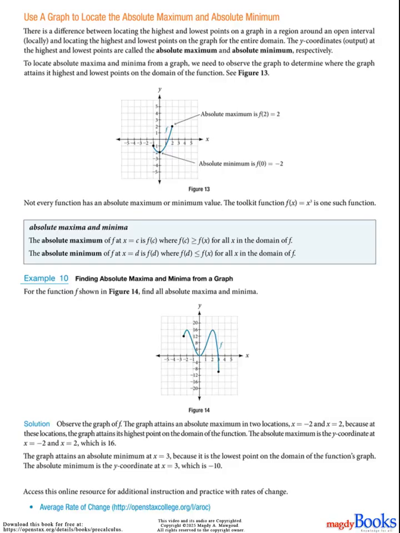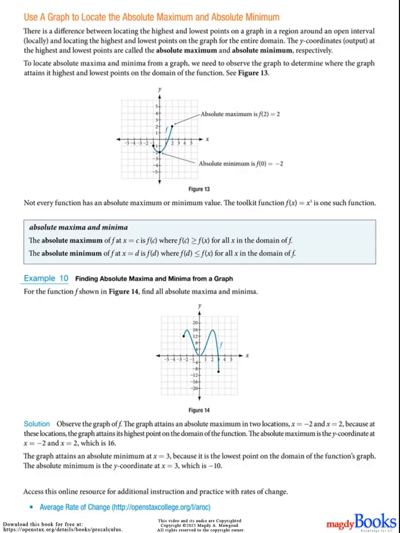Example 10. Finding absolute maxima and minima from a graph. For the function f shown in Figure 14, find all absolute maxima and minima. Figure 14. x, y, f. Solution. Observe the graph of f. The graph attains an absolute maximum in two locations, x equals -2 and x equals 2, because at these locations, the graph attains its highest point on the domain of the function. The absolute maximum is the y-coordinate at x equals -2 and x equals 2, which is 16.